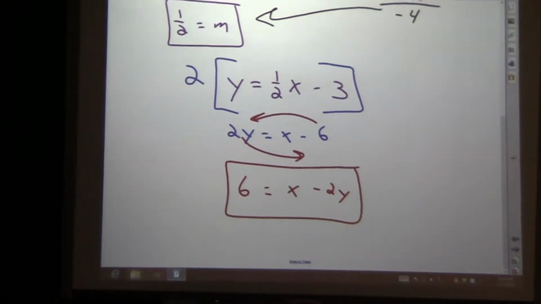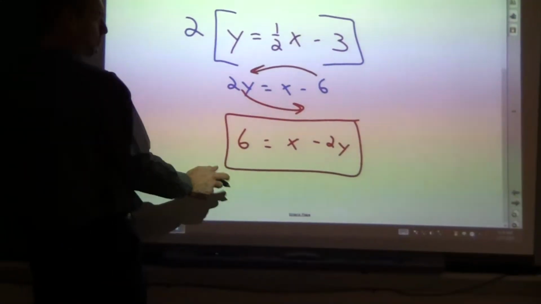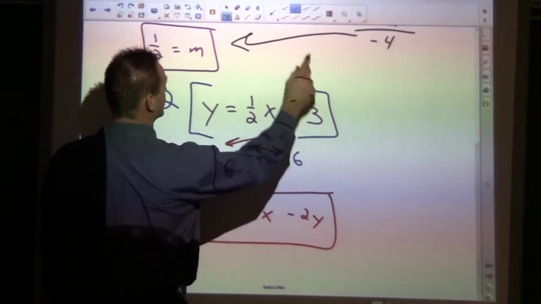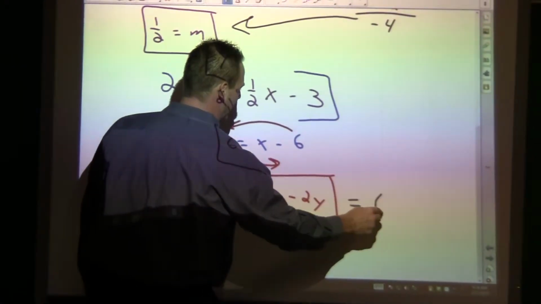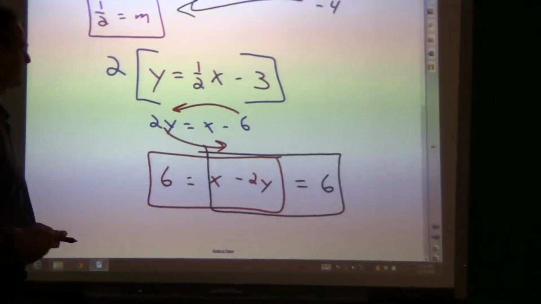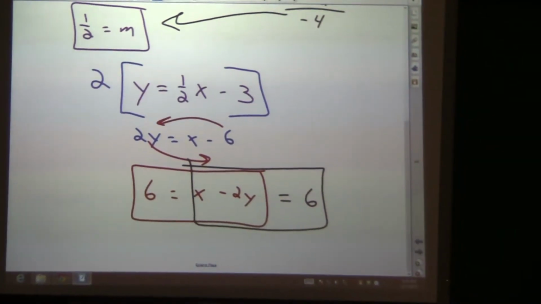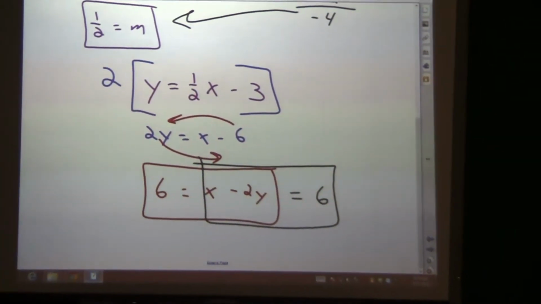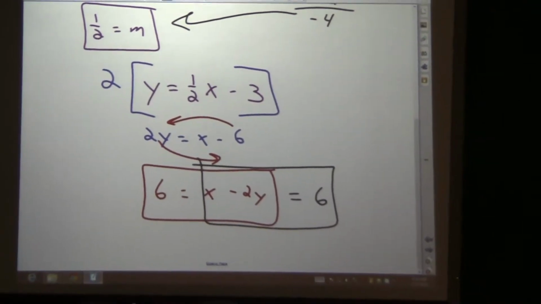Standard form right there. And again, just remember that it doesn't matter. In your book, you may see that the equal sign is over here. It could be that x minus 2y is equal to 6 also. That's the same thing. The left and the right are just changed around. Questions?